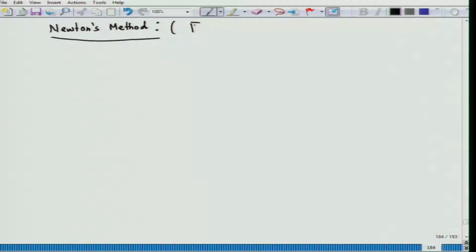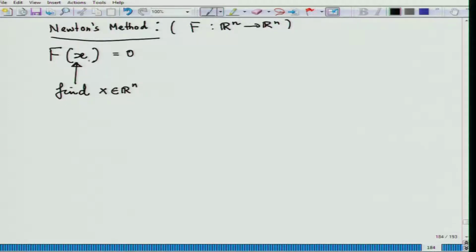So what we are going to look into is a function f from R n to R n, and we are going to try to find an x. So, if I have this equation, my question is to find an x such that f of x is equal to 0. Now, the Newton's method that you learn in the first year of your studies is for a function from R to R, where n is equal to 1, and there you have f x equal to 0.